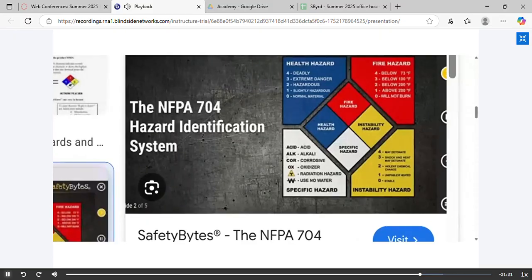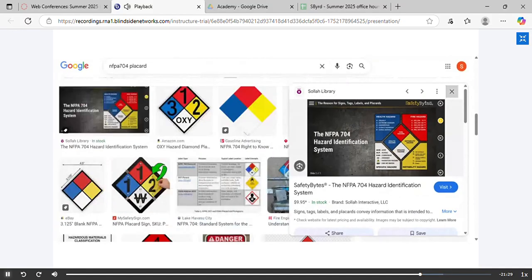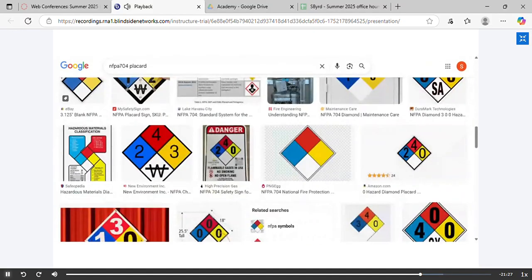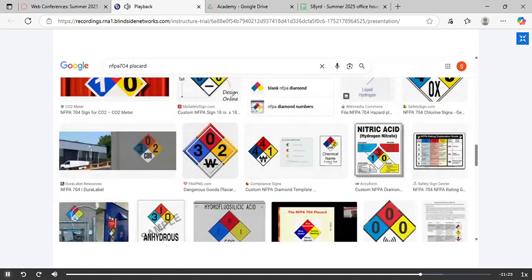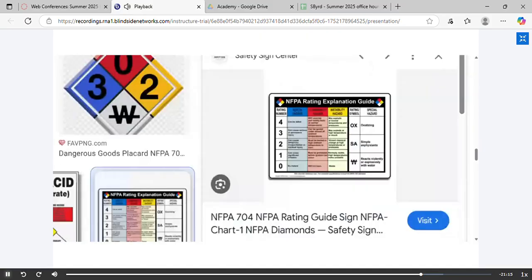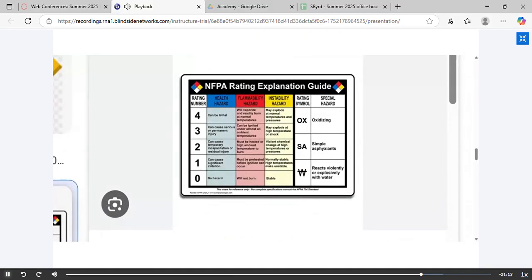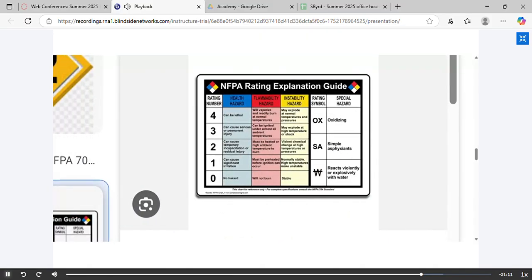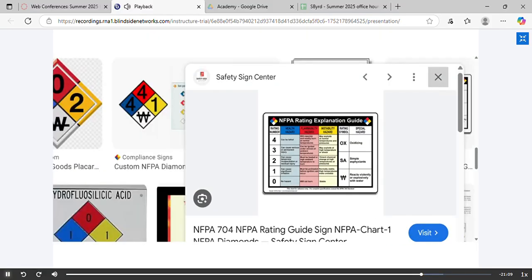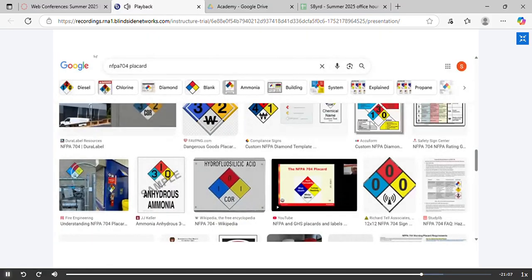Let's see if SA is on here. It's not. So anyway, it's very interesting to know this. And I know that the National Registry has asked about this stuff before, has asked about the diamonds before, the placard system. SA, simple asphyxiants. There you go. That's what SA is. Okay. All right. There's that.